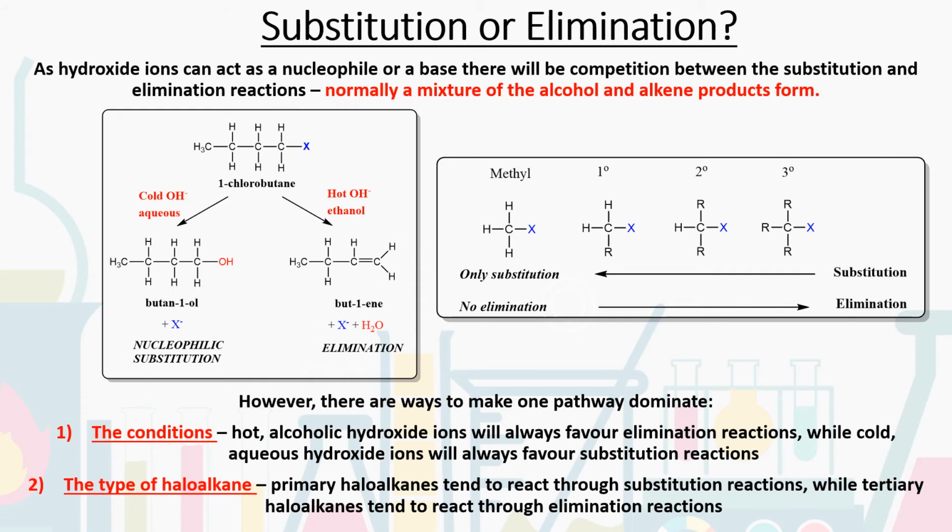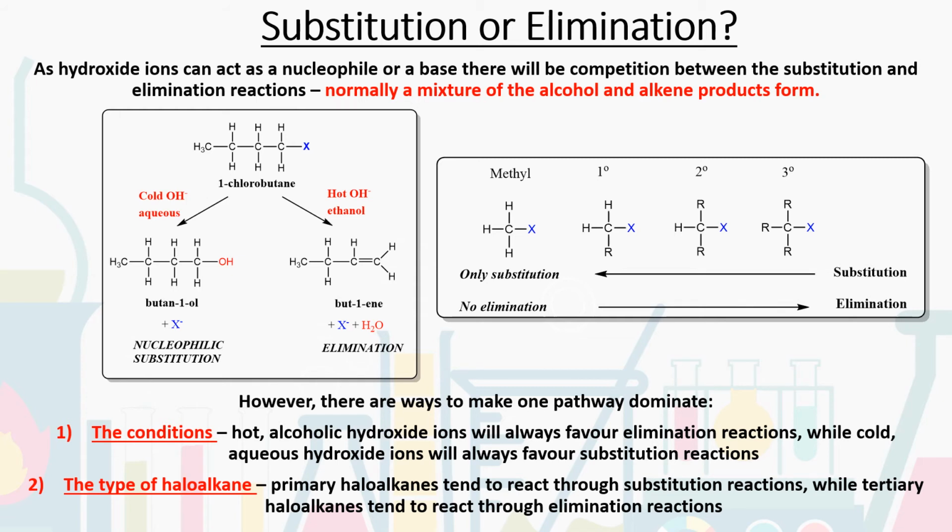We can see here, for an example of 1-chlorobutane, that if we use cold aqueous hydroxide anions, we can try to force the substitution to happen to make butan-1-ol, nucleophilic substitution. If we use hot hydroxide anions that are alcoholic, for example in ethanol, we can try to force the elimination to occur, to make but-1-ene in this case.